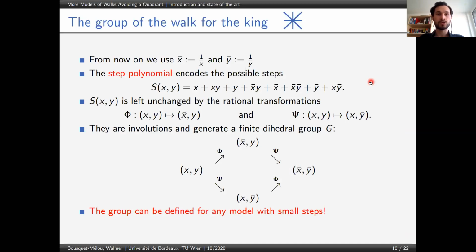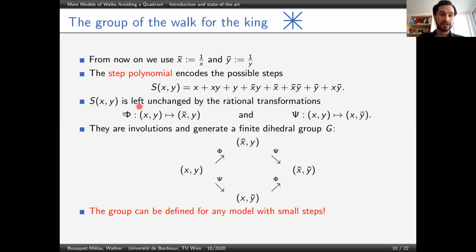So let me now introduce a very important concept, which is very classical and played an important role also in the solution in the quarter plane. So from now on, I denote by x bar 1 over x and by y bar 1 over y to simplify notation. Then I define the step polynomial as this polynomial here, which encodes all possible steps for the king. So x denotes the jump to the right, and y denotes the jump up, so in the x direction and in the y direction. And then the others are analogous. For example, x bar y bar denotes the jump southwest.